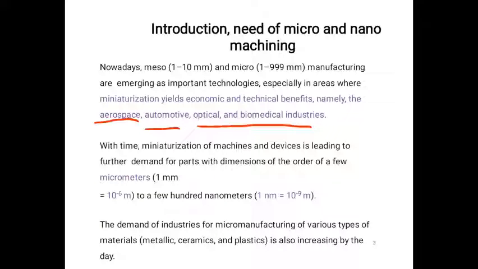Within time, miniaturization of machining and devices is leading to further demand for parts with dimensions of the order of a few micrometers. Now the range of micro and nano machining processes is very deep, from 10 raised to minus 6 mm to 1 nanometer, that is nothing but 10 raised to minus 9 meter. Now the demand of industry for micro manufacturing of various types of material, like metallic, ceramic and plastic, is also increasing day by day.